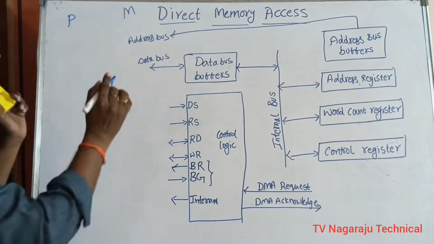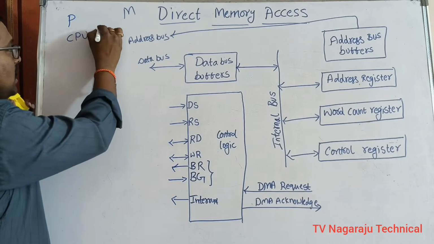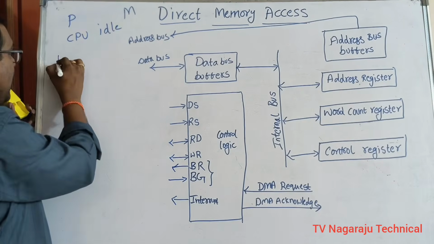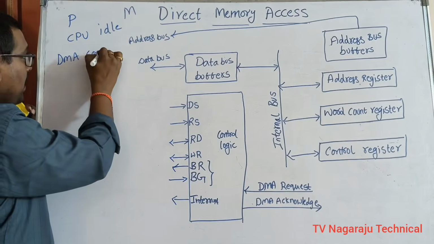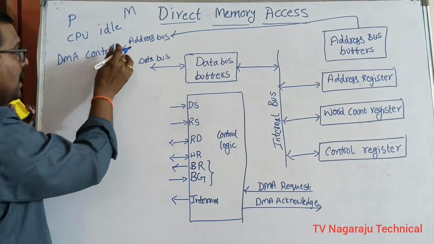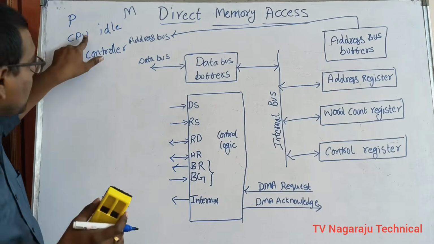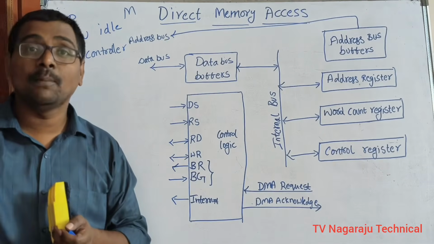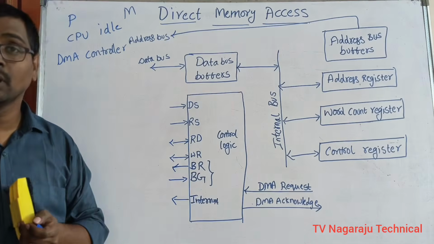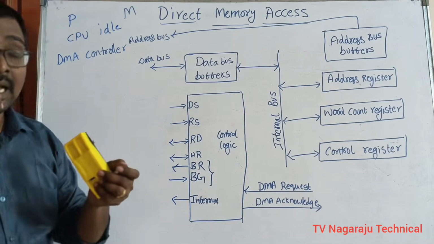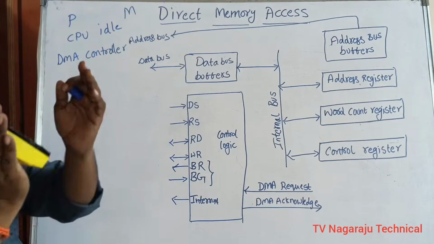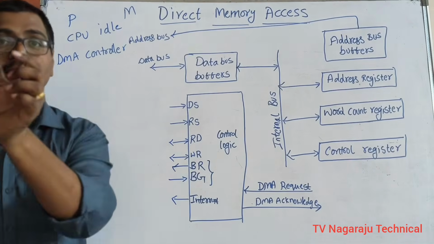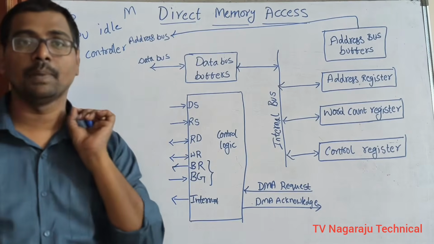In that situation, the CPU is in the idle state, and we have a DMA controller. The DMA controller is initiated by the CPU. The DMA controller takes over the memory bus, and this DMA controller performs the transfer of data between the memory and the peripheral. That is the main topic here.